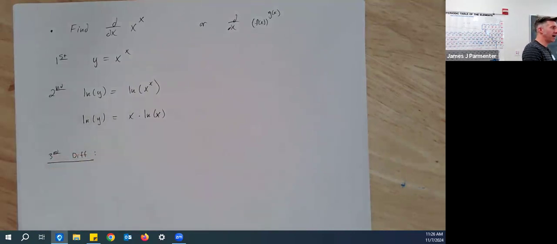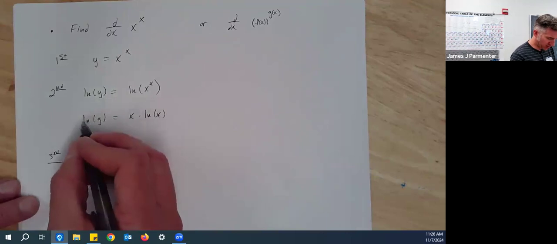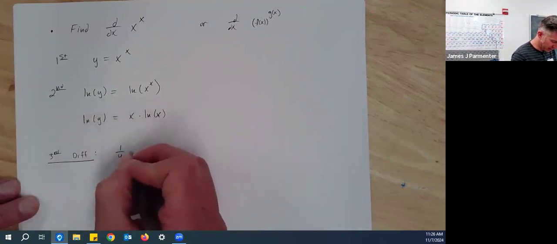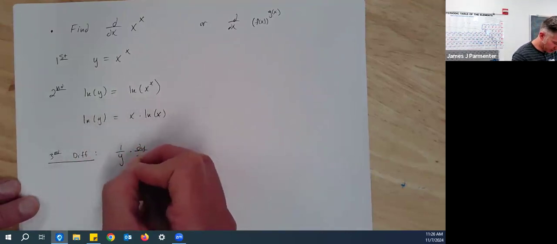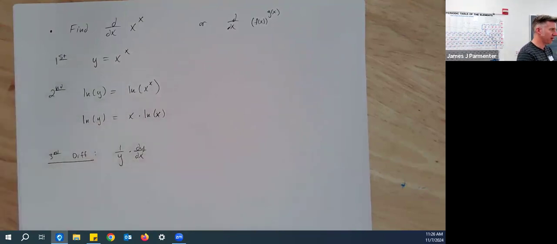So on the left-hand side, I know the derivative of the natural log of x is 1 over x, but the derivative of the natural log of y, or some stuff, is 1 over the stuff times the derivative of the stuff. So the derivative of the natural log of y is going to be 1 over y times dy dx, or y prime if you prefer, whichever way you like to write it.